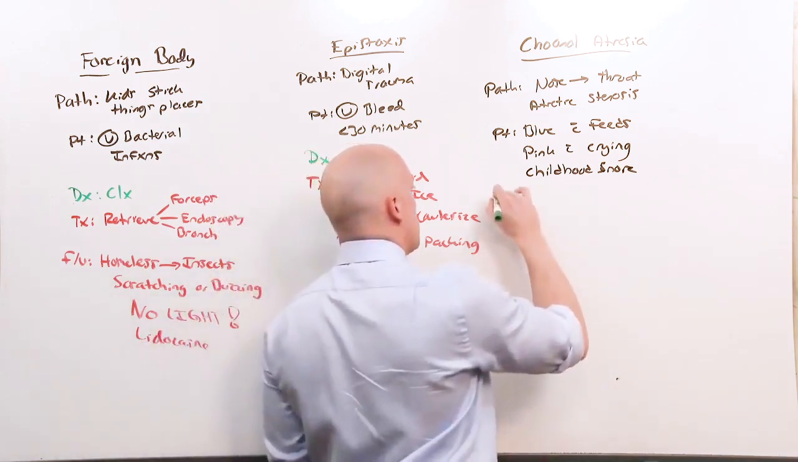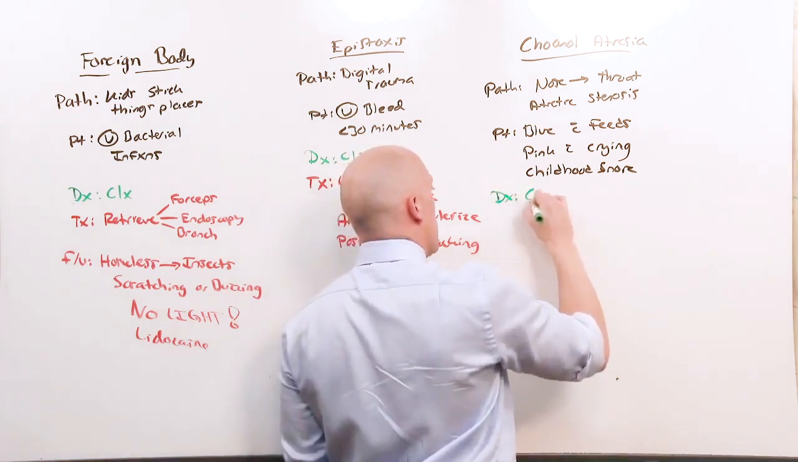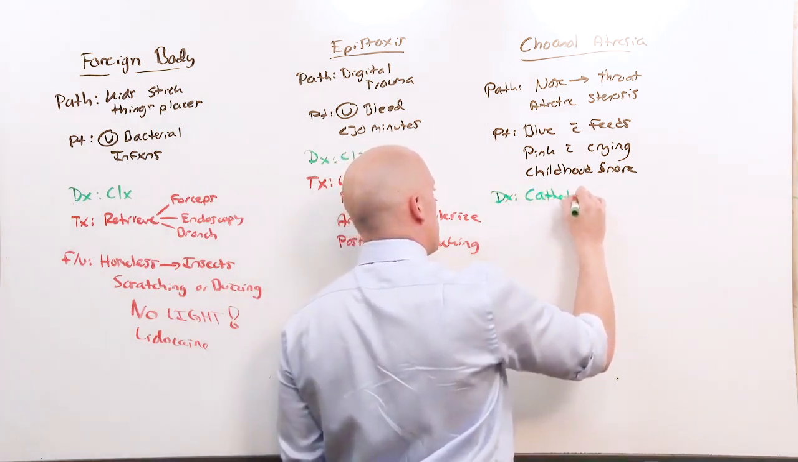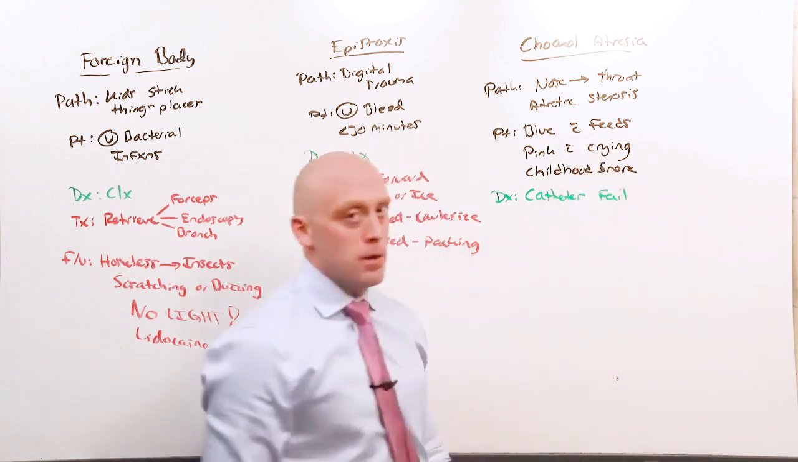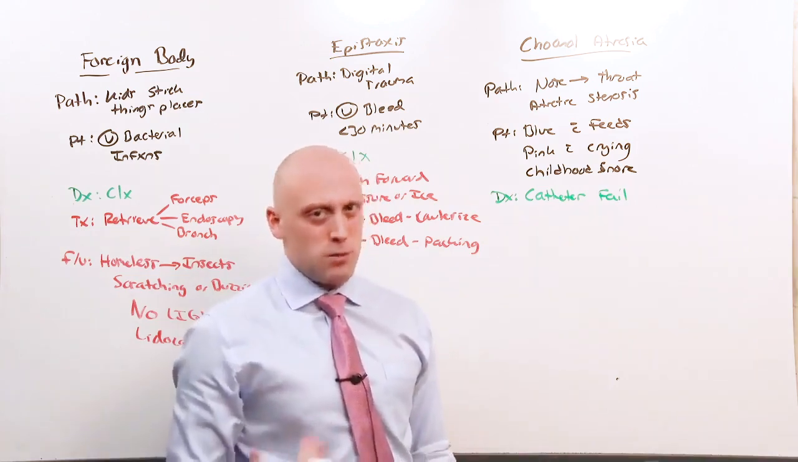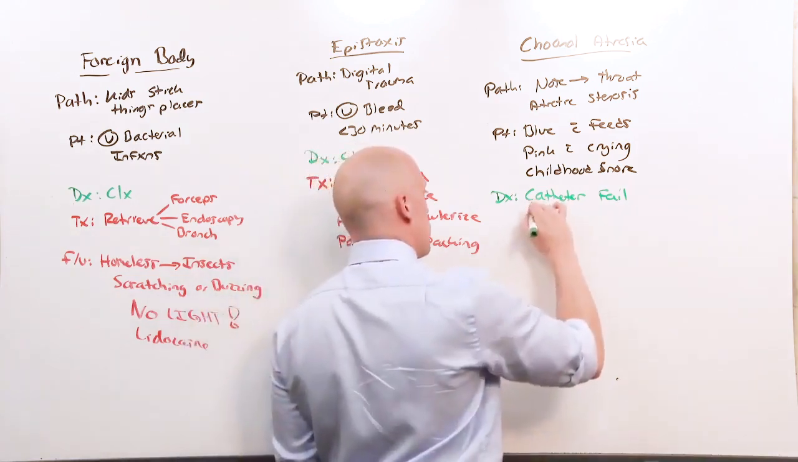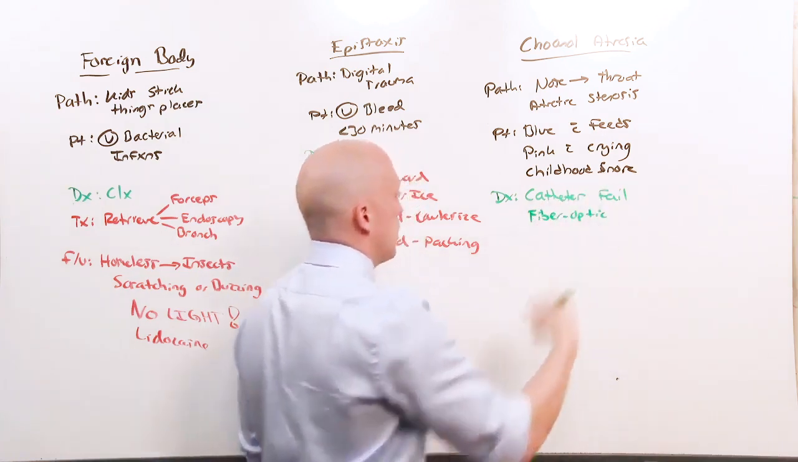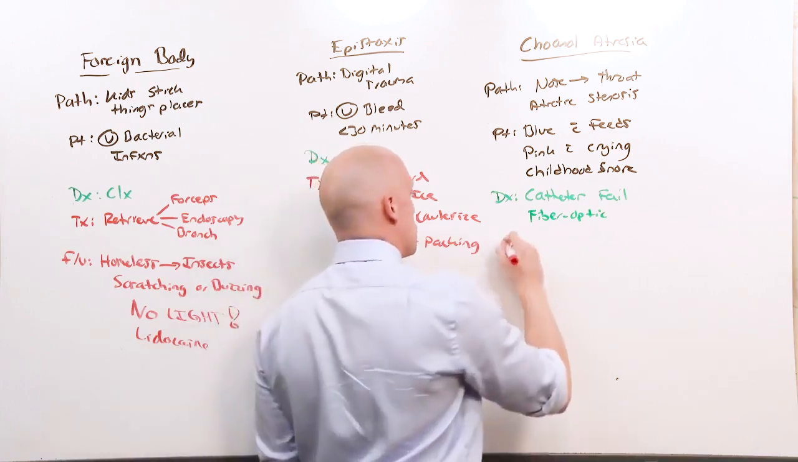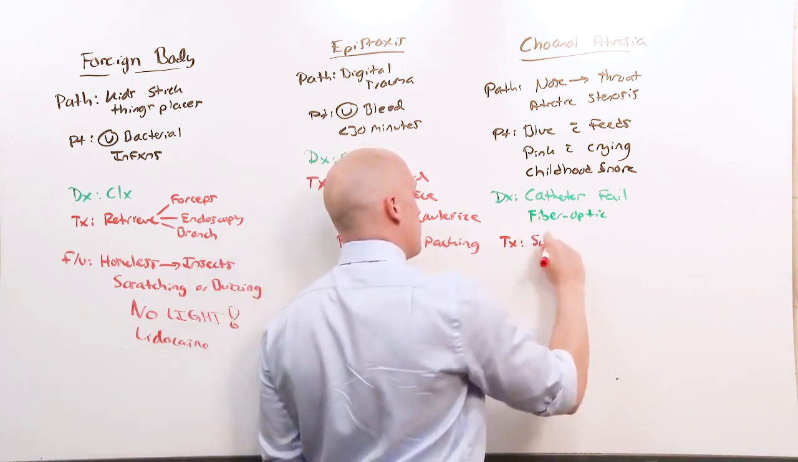The way you make the diagnosis is actually pretty easy. You pass a catheter, and a catheter will fail to pass in a complete atresia. If you're worried about stenosis, you might have to look up there with a fiber optic wire. But once you diagnose the stenosis or the atresia, you have to surgically open it up.